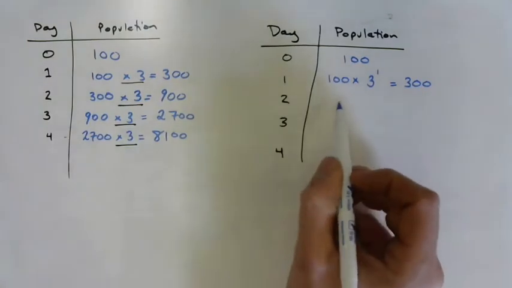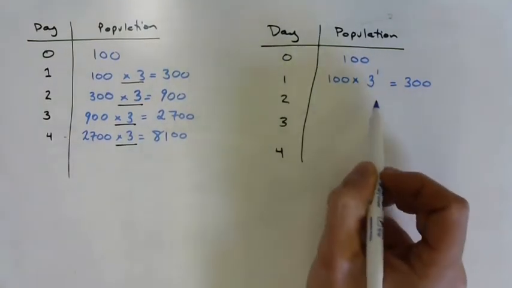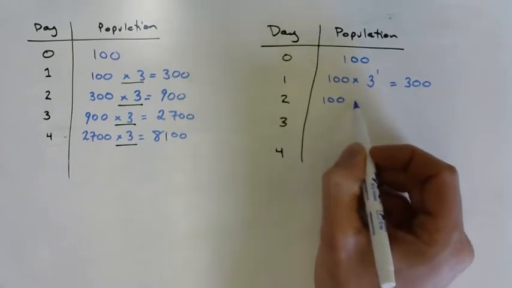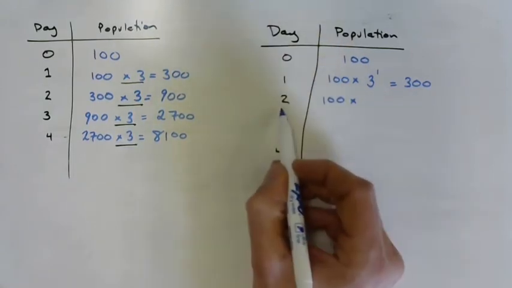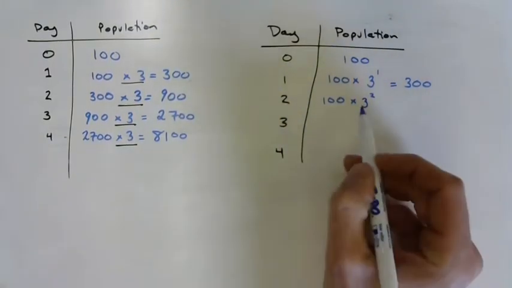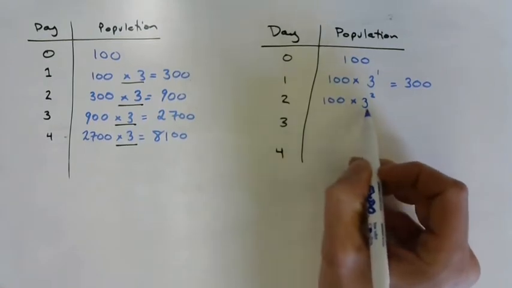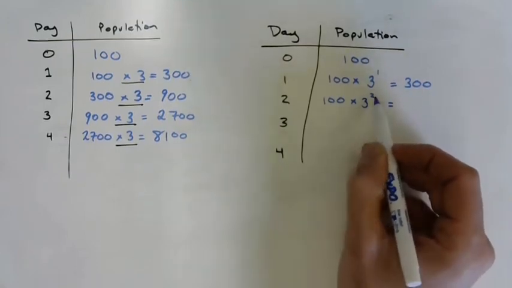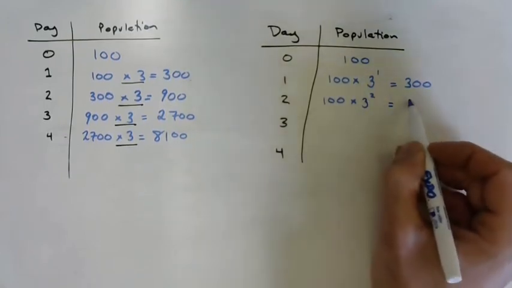But now we're not going to bring that 300 down and multiply it by 3. Instead, we're going to take our original population again, and on the second day, it will have tripled twice. 3 to the power of 2, which just means 100 times 3 times 3, right? Tripled twice. Well, what's that? 3 squared is 9. 9 times 100 is 900.